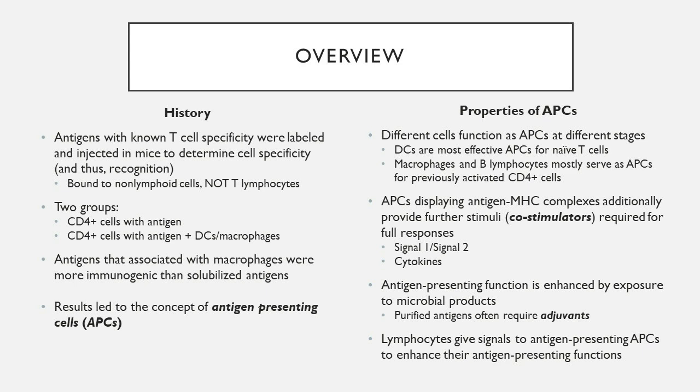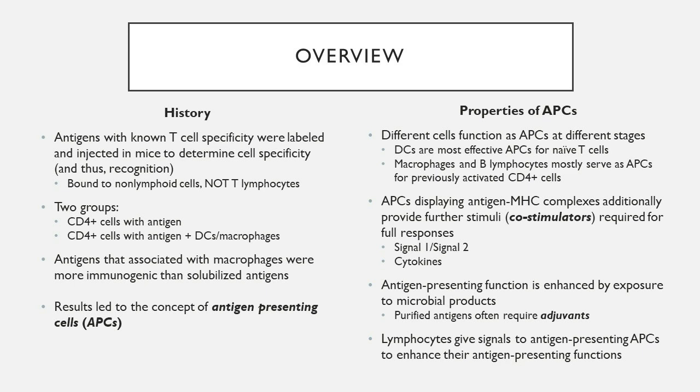So they took an antigen that was labeled, with known T cell specificity, and gave it to mice, and then they isolated different kinds of cells to see where that antigen ended up. And to their surprise, it was bound to non-lymphoid cells as opposed to T lymphocytes. So they thought, okay, well, why is it that T lymphocytes are reacting so much to this antigen, yet this antigen is not associated really in any way with these T lymphocytes?